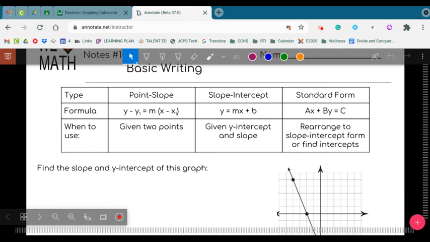So we have three different types of equations we've talked about. We have point slope, which is y minus y1 equals m times x minus x1. Slope intercept, which we've talked about a lot, which is y equals mx plus b. And then we have our standard form.